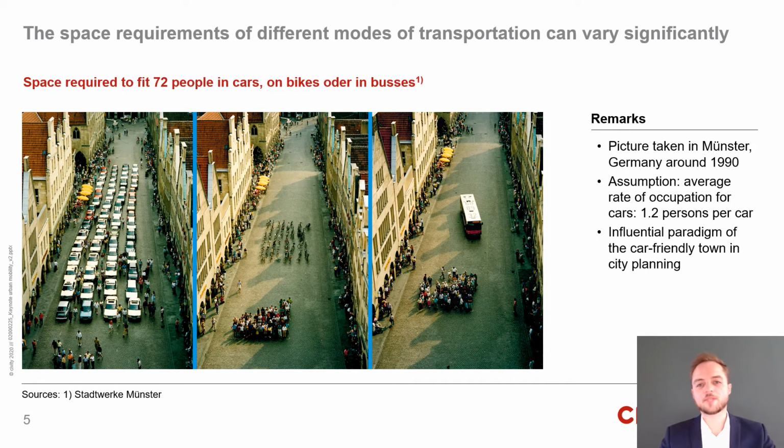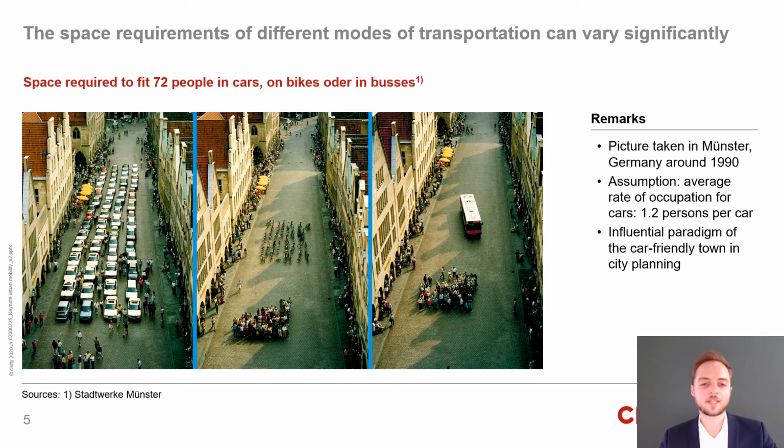And it's not just about rents and parking fees, but also about the different modes of transportation. This is a very famous picture illustrating the space required to fit 72 people into cars, on bikes, or in a bus. And even though this picture was taken nearly 30 years ago, it is still up to date. Its message is still important because in terms of space requirement, it is really not so important whether those vehicles on the left-hand side are electric, use a fuel cell, or can drive on their own.